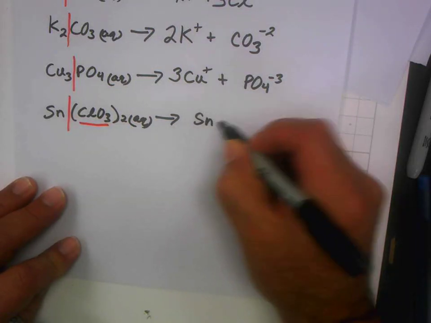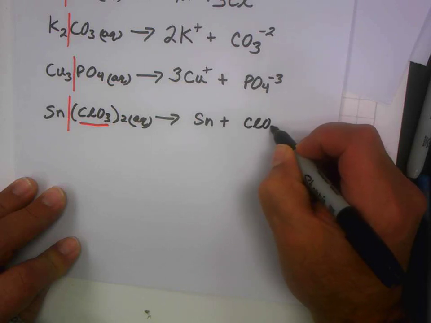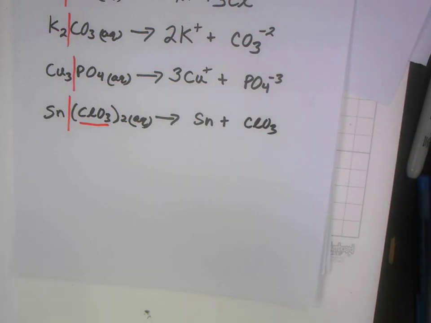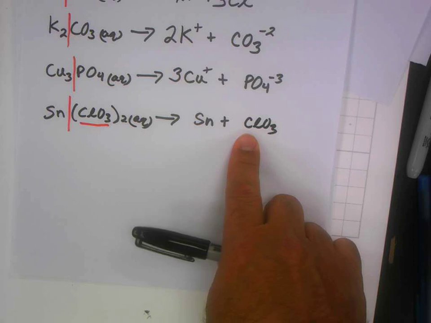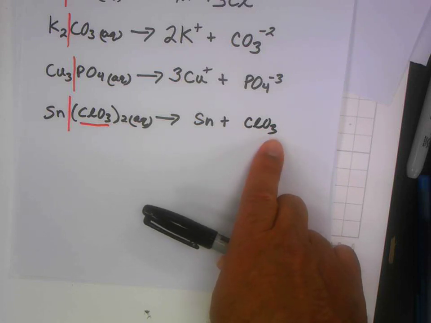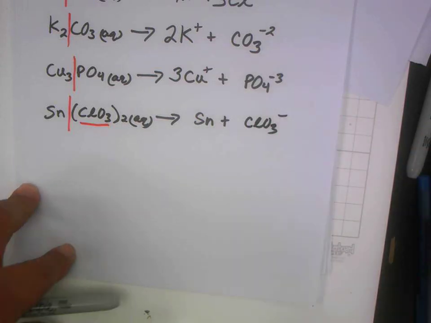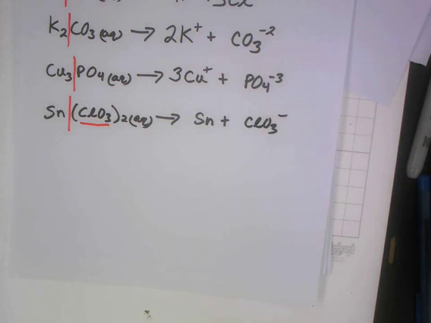Tin ion and ClO3. Anybody remember what ClO3 is called? What's this element? Huh? Chlorate, right? Chlorate has 3 oxygens, and it has a -1 charge. Okay. Once again, just from the quiz.